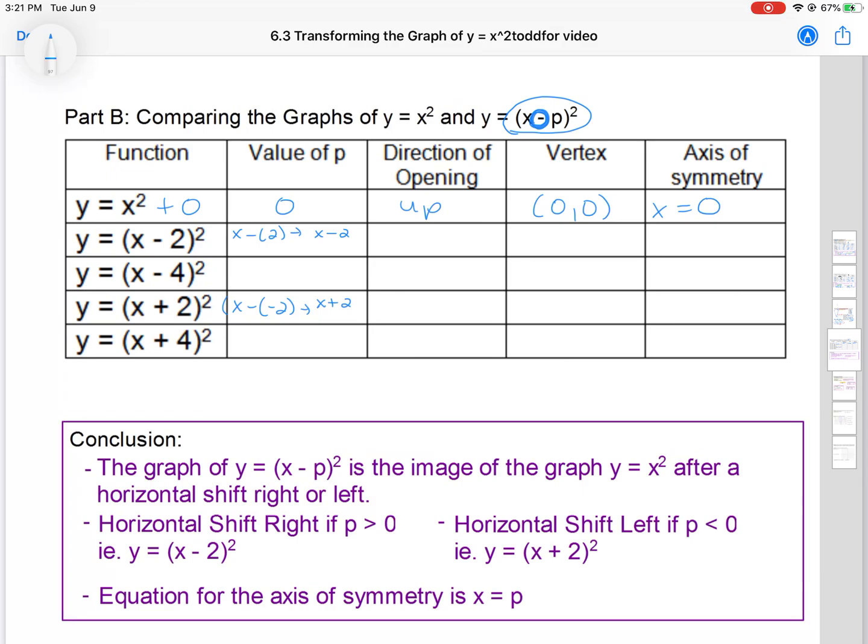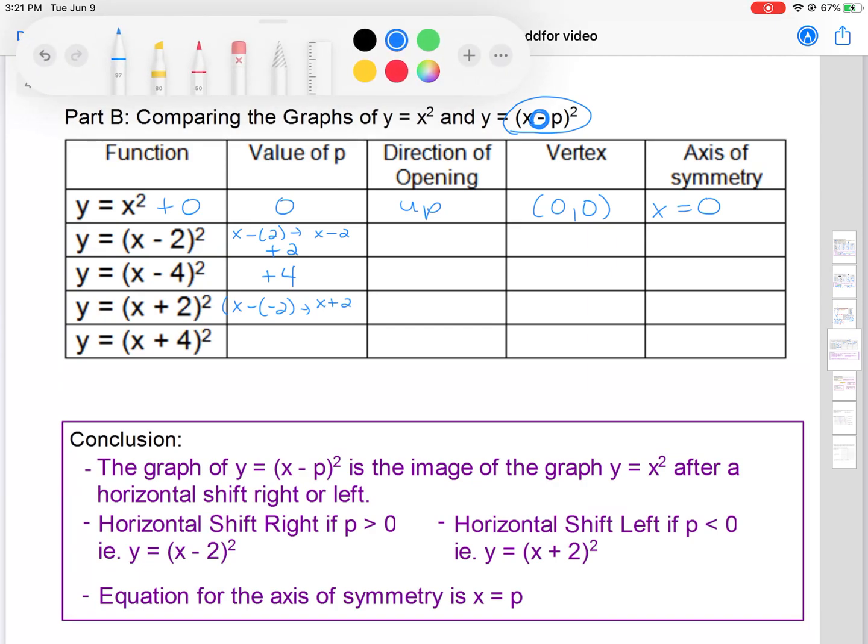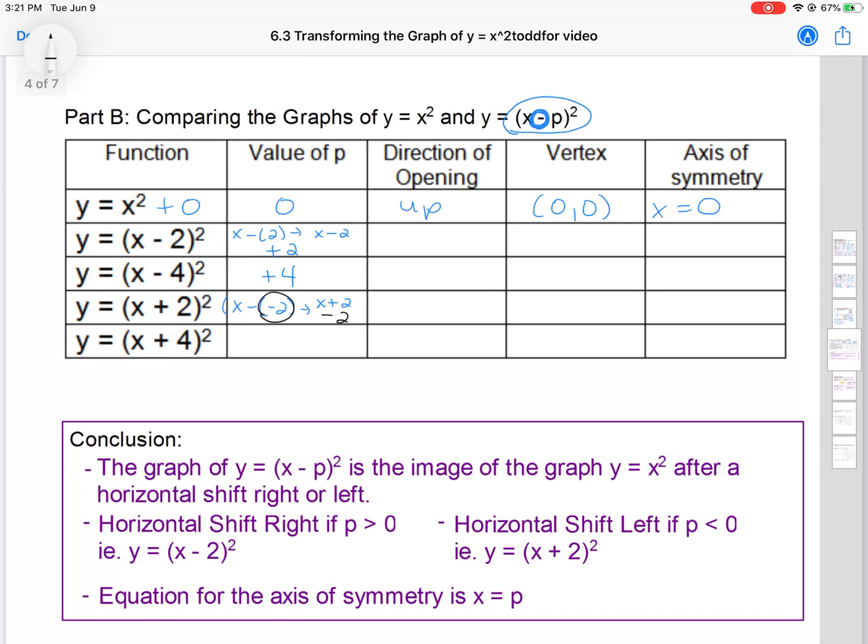So when it's negative, the value of p is actually positive 2. When it's negative, positive 4. When it's positive, then, I'm going to use a different color here, it's going to be negative 2.